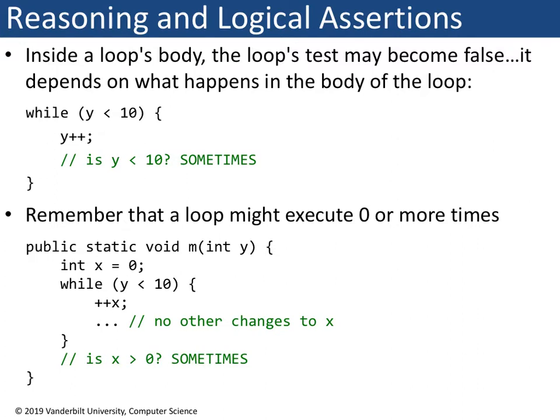So remember how programs execute. Be able to trace through the program's execution and know how the flow of the program is going to occur, because without being able to do that, you're not going to be able to make these definite assertions about the state of variables at different places in the program.